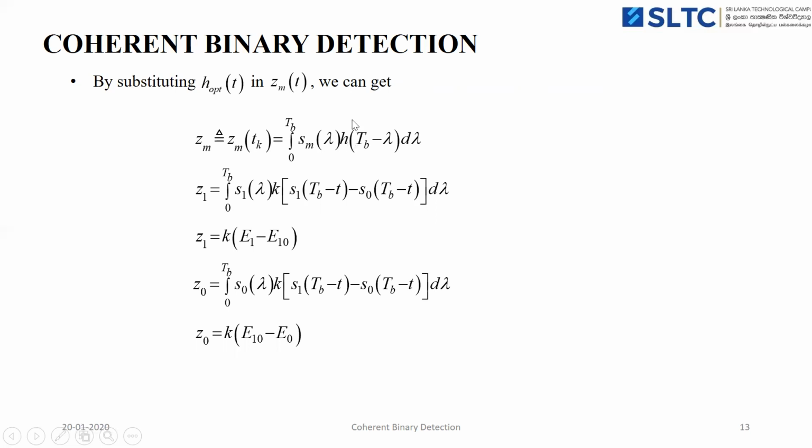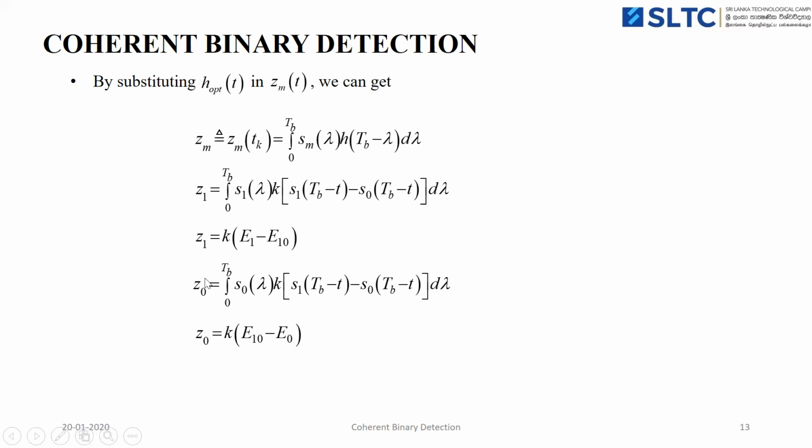So here the impulse response of the matched filter is the difference between the two signaling waveforms. So H is replaced by S1 of t minus S0 of t, and you have to multiply. So S1 squared gives E1, and S1 S0 is the product of the two bit energies, E1 0. Therefore Z1 equals K into (E1 minus E1 0).